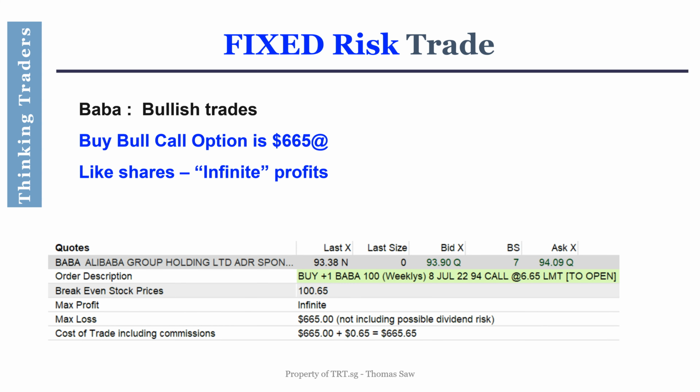If I don't want to buy shares, can I buy options? Yes, you can buy bullish options. Buying a call option will cost you $6,650. Options, like shares, are always measured in blocks of hundreds. So instead of $9,400, you can buy one at $665. Like shares, also infinite profit. Which one is better? Depends on your objective.